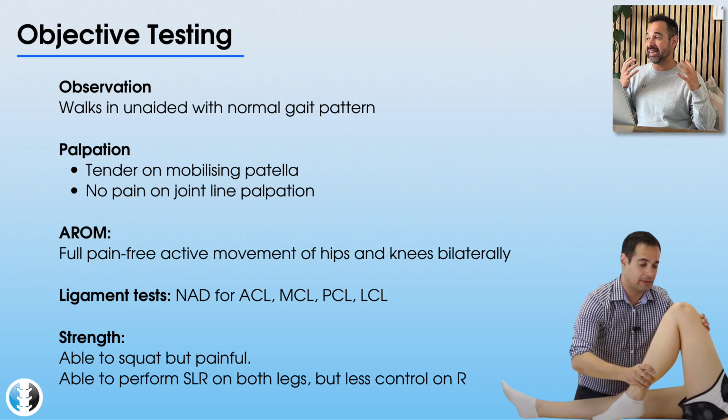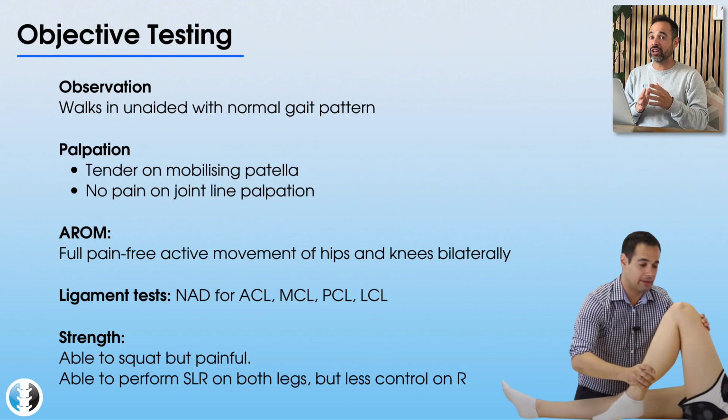We do some of her key ligament tests, such as ACL, MCL, LCL, and PCL testing. All of those do not show us any concerning features. And when we look at a little bit of strength testing, we try a double leg squat, which she is able to perform, but it seems to be painful for her.